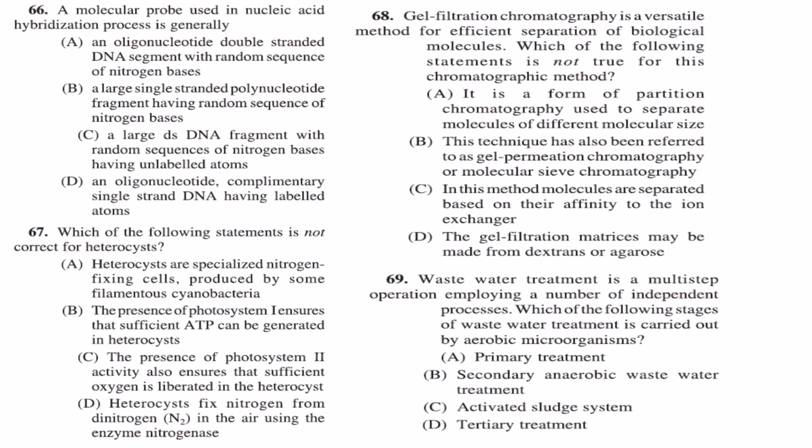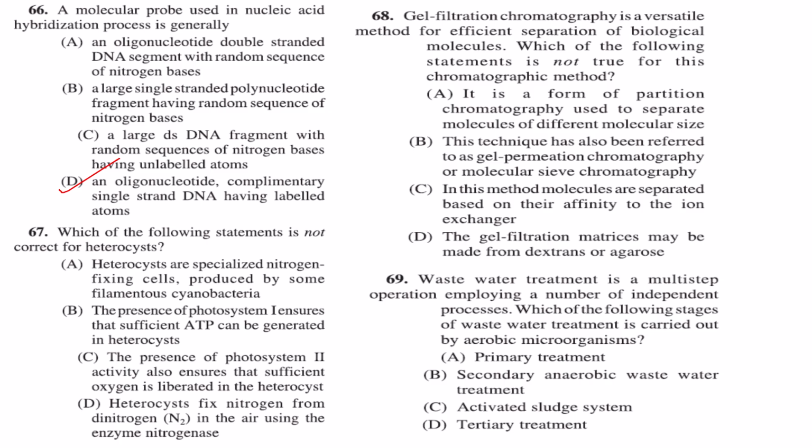A large double-stranded DNA fragment with a random sequence of nitrogen bases having unlabeled, again a random sequence, and unlabeled means naturally you will not be able to detect it. So that's also not correct. An oligonucleotide complementary single-stranded DNA having labeled atoms. That is more correct and more accurate also. So that is the answer.